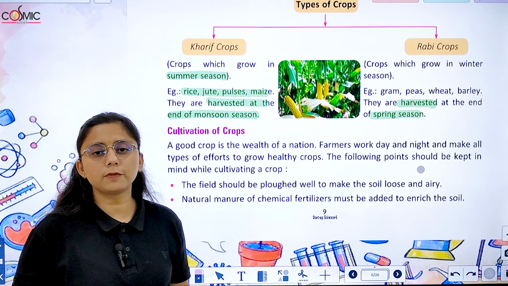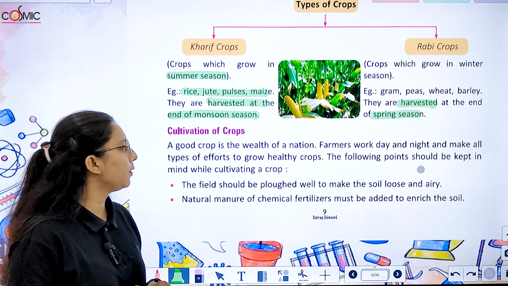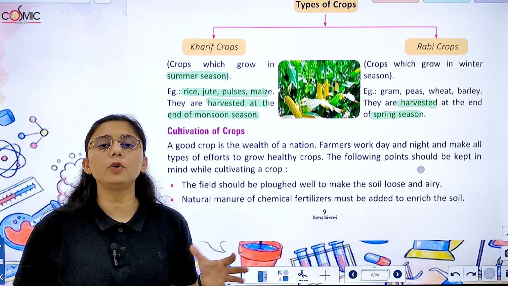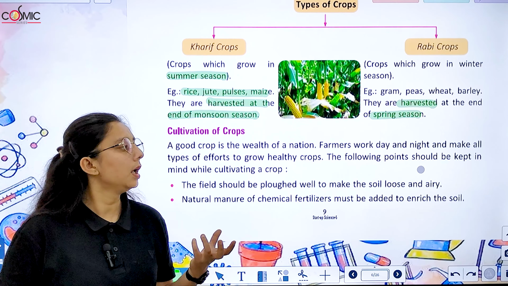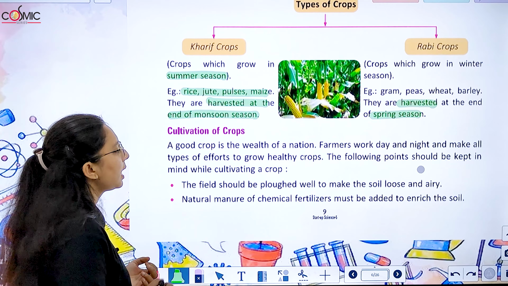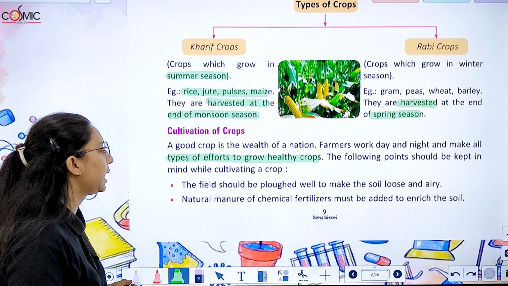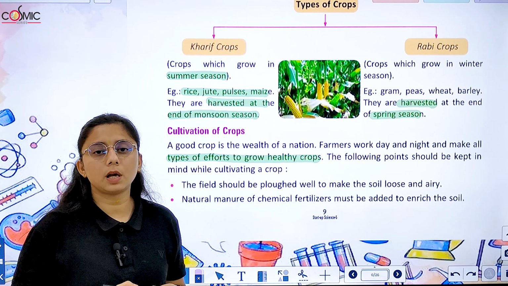Next is cultivation of crops. We cultivate different types of crops and a good crop is the wealth of the nation. If the crop is good, it becomes wealth for our nation. Farmers work day and night and make all types of efforts to grow healthy crops. The following points should be kept in mind while cultivating the crop.